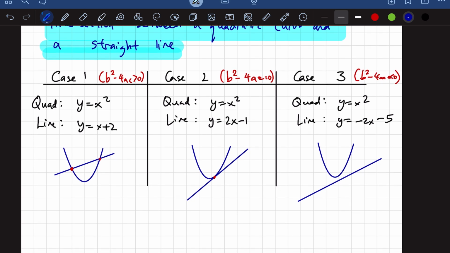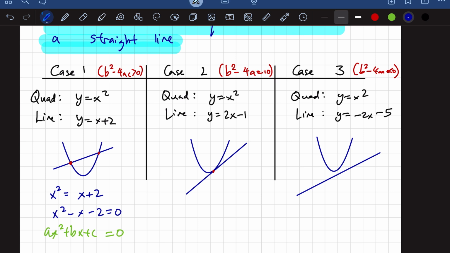Your quadratic curve is y equals x squared, and your line is y equals x plus 2. So we're going to do simultaneous equations with both equations. Therefore, we can conclude that x squared equals x plus 2, so x squared minus x minus 2 equals 0. We still have to end up in the form of ax squared plus bx plus c equals 0 before we can check the discriminant.